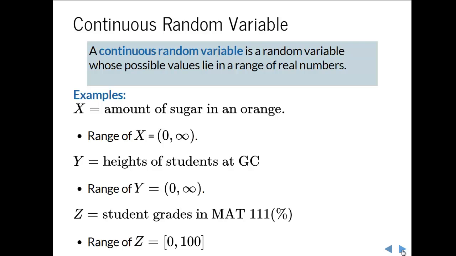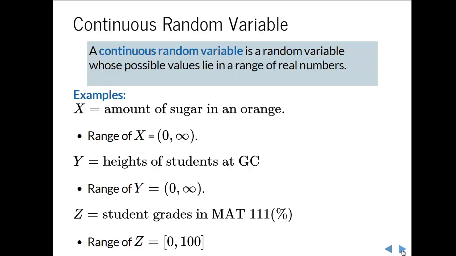Before defining a continuous random variable, let's think back about the definition of a discrete random variable. A discrete random variable was a random variable whose range consisted of whole number values. A continuous random variable, on the other hand, is a random variable whose possible values lie in a range of real numbers. So for example, the amount of sugar in an orange could take on any positive value. Likewise for the heights of students at Georgetown College.